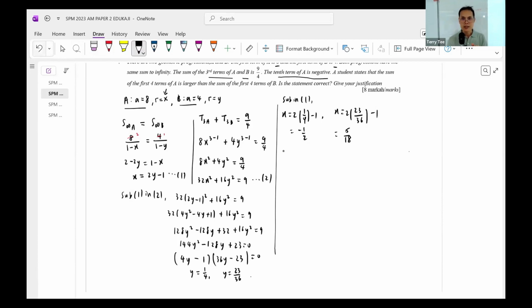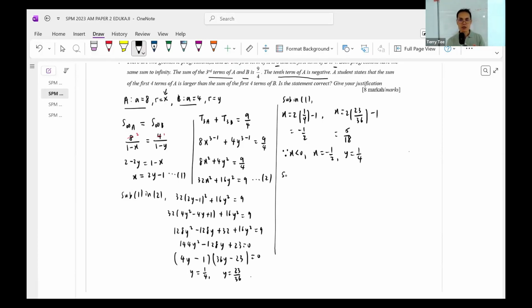So we say since x is less than 0, x is negative half. What's your y? Your y is 1 over 4. Okay, guys, this is not your answer yet. Very long. Okay, they say a student states that the sum of the first 4 terms of A is larger than the sum of the first 4 terms of B. Is the statement correct? Give your justification.